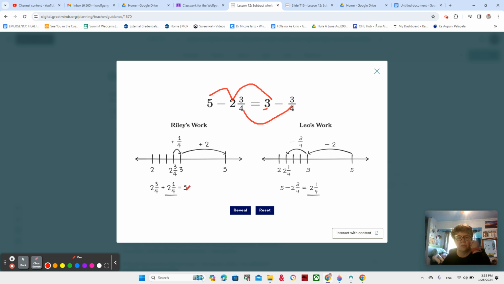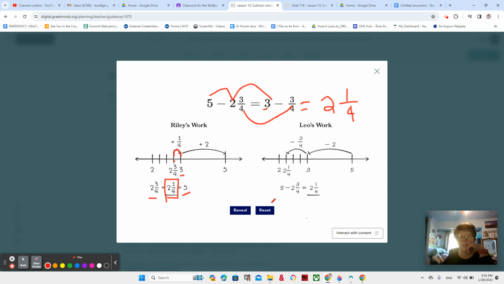And we looked at it with blocks, but let's see what Riley did here. What they did was they added up until they could get to 5. So they kind of did it backwards. They started with 2 3/4 and said, how much more do I need to get to 5? So that's pretty interesting. If they added just a fourth on, they would get to 3, and then add 2 more and they get to 5. So that's where they got the 2 1/4. And that is the answer. That's what we showed with our blocks. 3 minus 3/4 is 2 1/4.